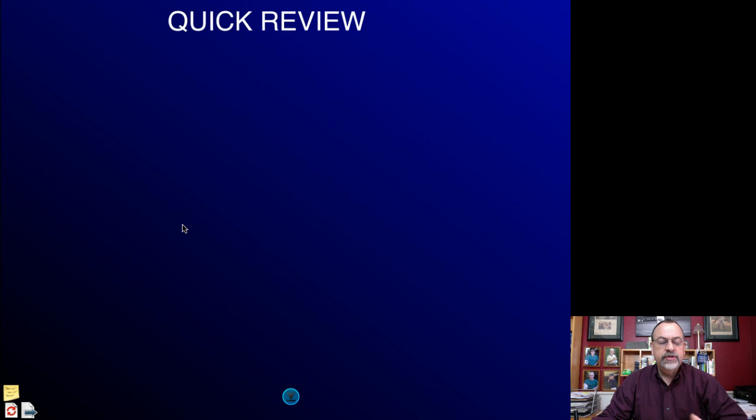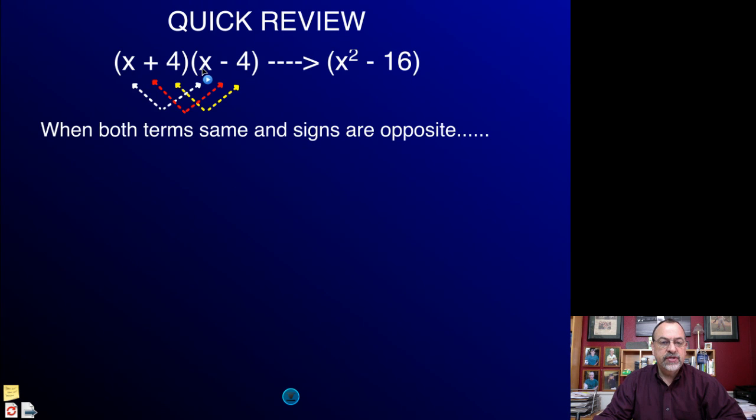So what we want to be able to do is to quickly recognize conjugates, and then once we recognize they're conjugates, to quickly multiply. So the key to this is recognizing the conjugates. So how do we recognize the conjugates? Well, the first terms and the last terms are identical. So both are x here, both are 4s. The signs in between them are opposites.